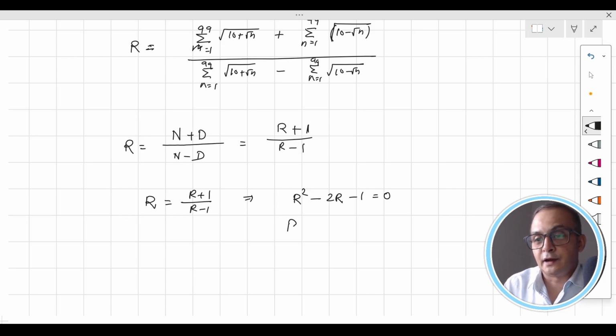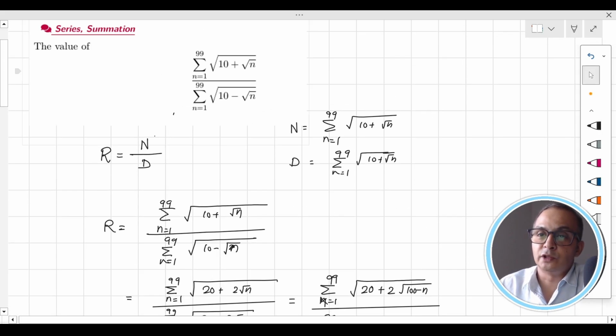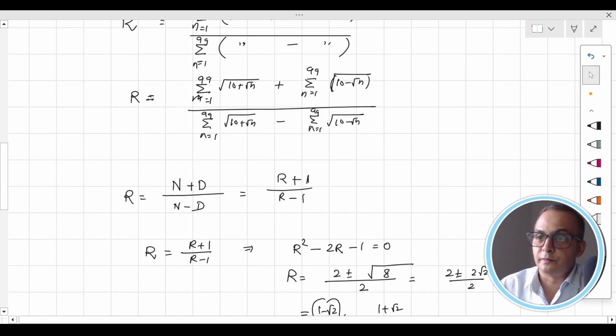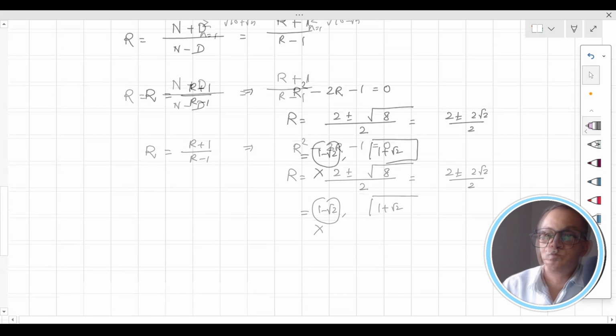So what we get is r is 2 plus or minus the square root of 4 plus 4, 8. That is going to be 2 there. So we get 2 plus or minus 2 root 2 by 2. So we get two values, 1 minus root 2 and 1 plus root 2. Since 1 minus root 2 is neglected because I don't need the negative number, because we are adding all the positive numbers in both numerator and denominator, that is going to be the answer.